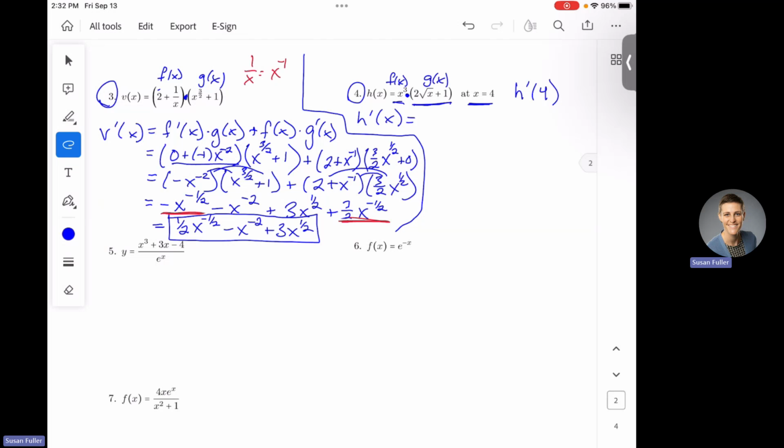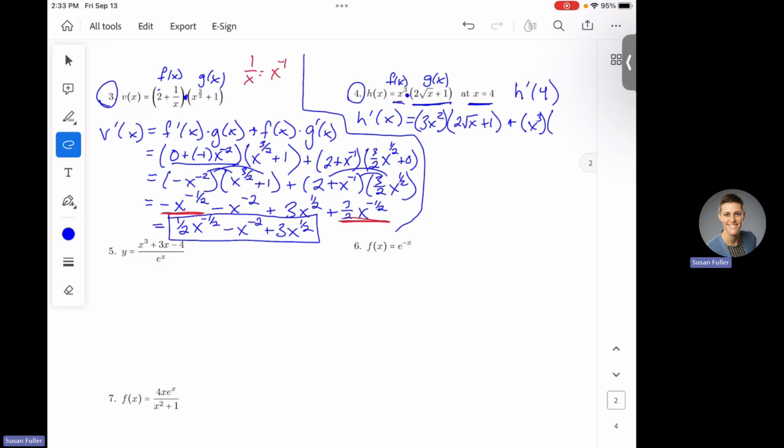I'm going to call x to the third f. I'm going to call 2 times root x plus 1 g, and we're going to rock with the product rule. We've done this a few times, so I'm going to go a little faster now. So I'm going to take the derivative of my first. The derivative of f is 3x squared times the second as is. g is 2 times the square root of x plus 1. And I'm going to add to that my first as is, which is just x to the third, times the derivative of the second.